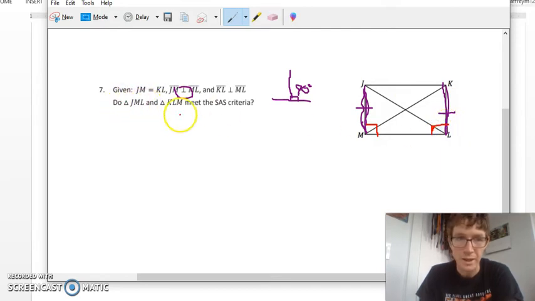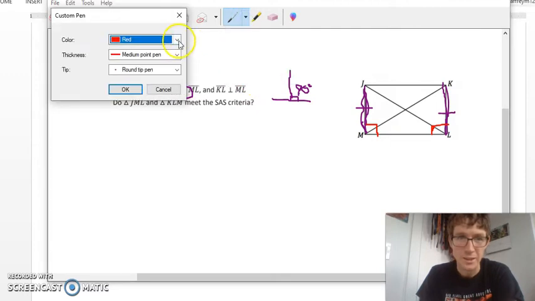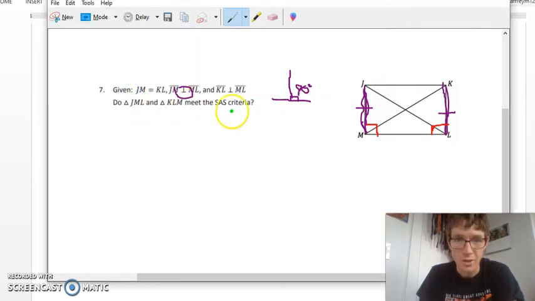Do JML and KLM meet SAS criteria? So what I'm going to do is pick a color. I'm going to do green, a nice lime color, and make it thick. So JML, let's figure out what triangles we're talking about. Are we trying this triangle, this triangle, this triangle, or is there something else in here? So JML is basically this triangle.